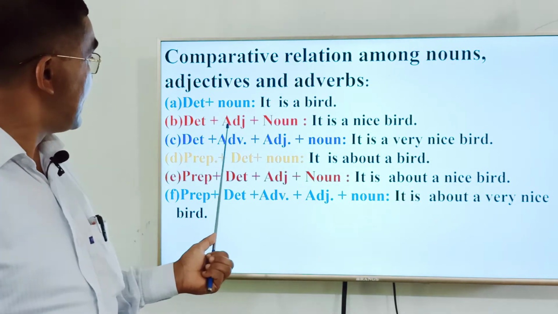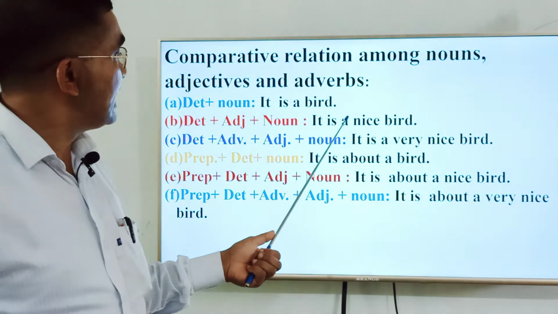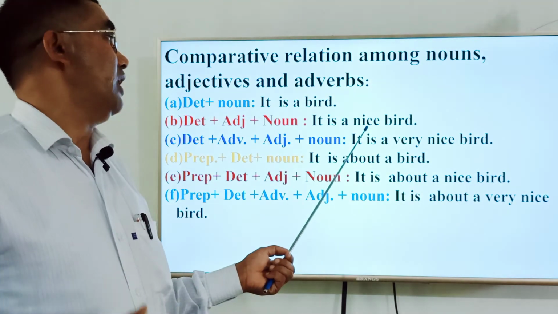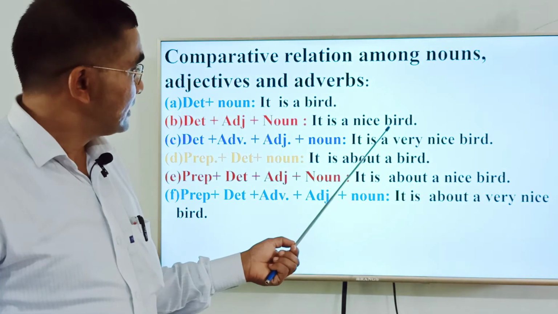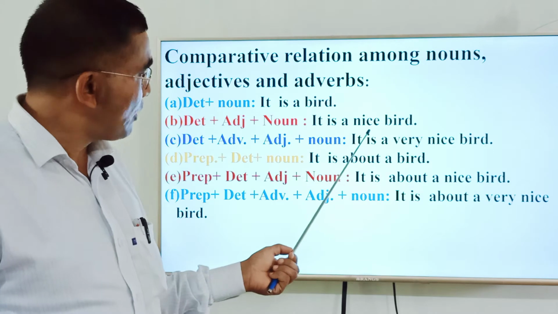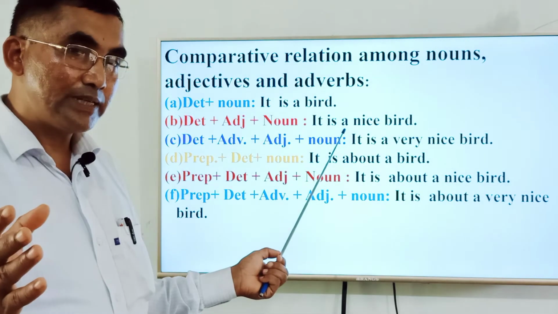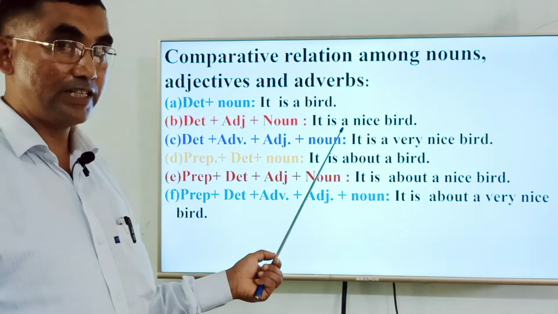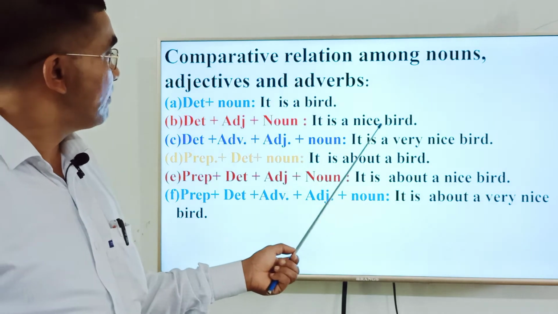Then determiner plus adjective plus noun. When any adjective word qualifies the noun word, it will be placed before the noun word. And in that case, the determiner should be placed before the adjective word. It is a nice bird.